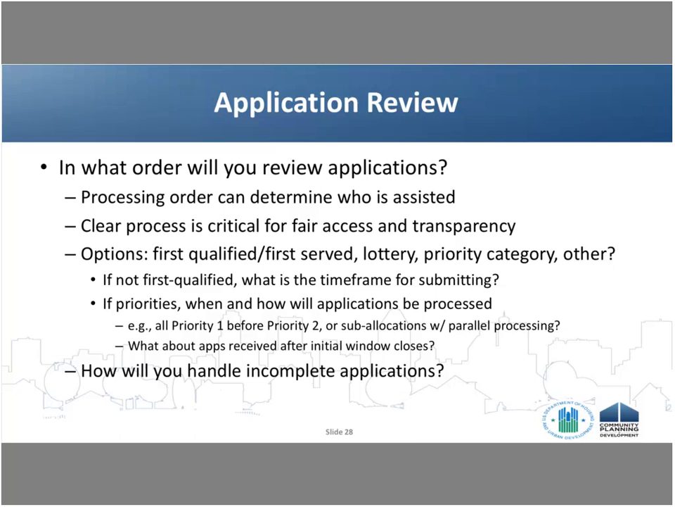And also, how will you handle incomplete applications? If it comes in and it's incomplete, do you reject it? Do you give them a chance to complete it? What are your procedures? Again, this is about having procedures that are transparent so that people understand that how you treat their application is consistent with how you're treating everybody else.